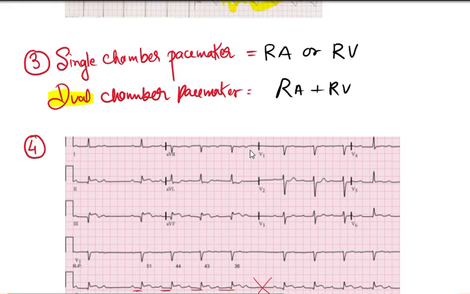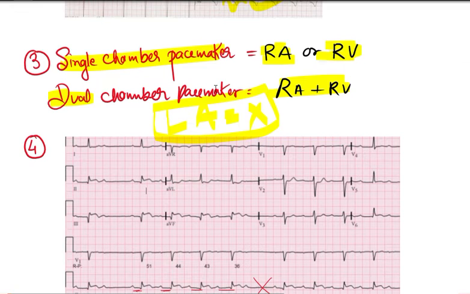Okay, next one, a single chamber pacemaker has to be placed in the right atrium or right ventricle. A dual chamber pacemaker has to be in both the right atrium plus the right ventricle. There is a triple chamber also, that is except the left atrium should not be there. Okay, this has to be remembered.